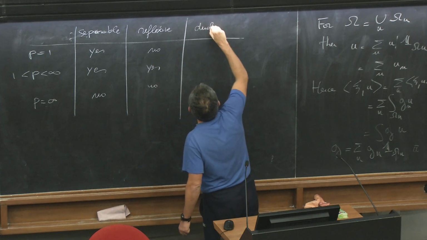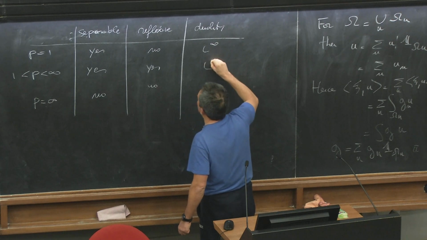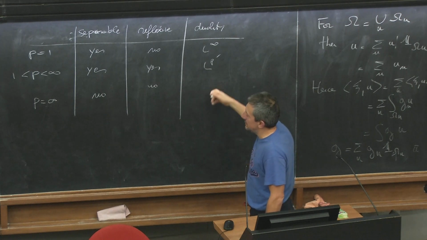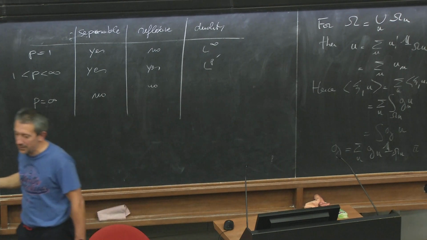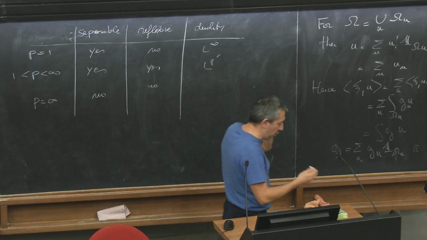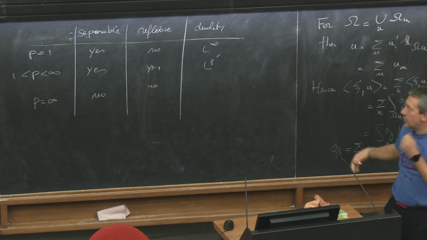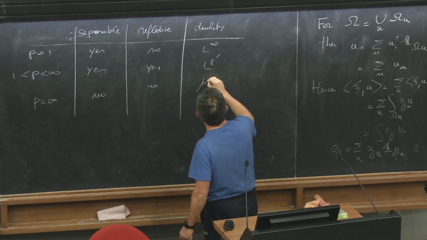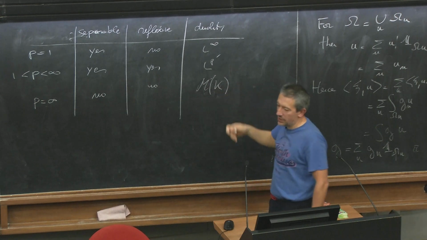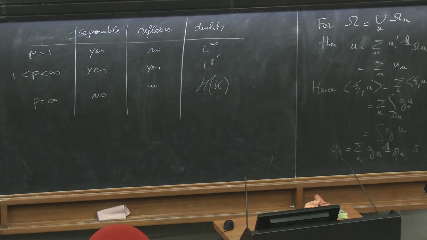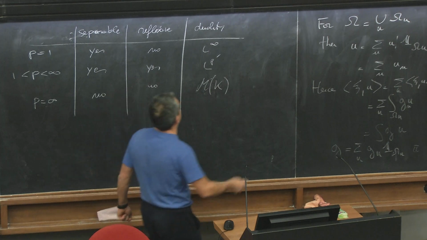So the duality is L infinity, L^p prime, and this is the dual of the continuous functions on some compact space K. They are measures on some compact set, and the compact set is the space of homomorphisms over the convex set. The compact space, however, cannot be metrized, so it's a bad situation. It's not a nice space.